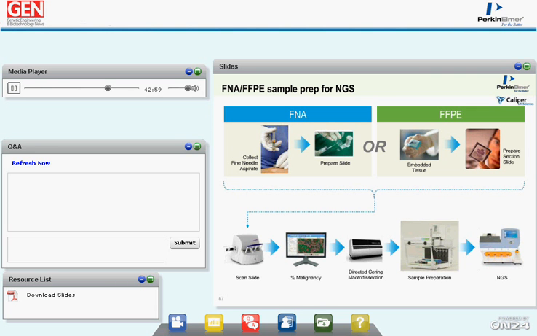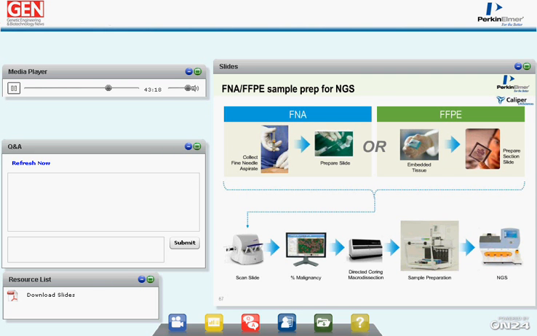So this workflow starts with scanning an H&E, hematoxylin and eosin, view of the slide with one of our color scanners. In this case, we're using scanners from 3D Histech. And then we use image analysis to assess the purity of the tumor and for selecting regions within the block or in the slide to remove FFPE material for processing.